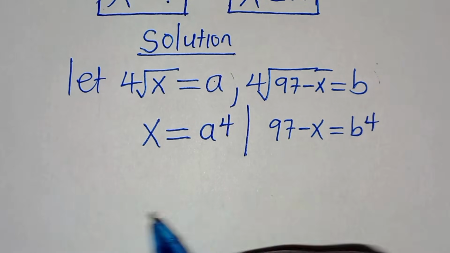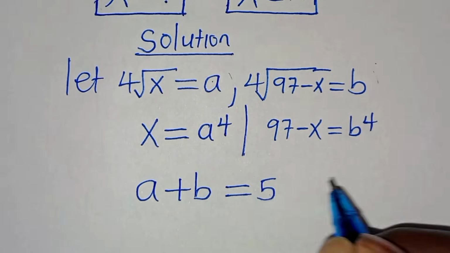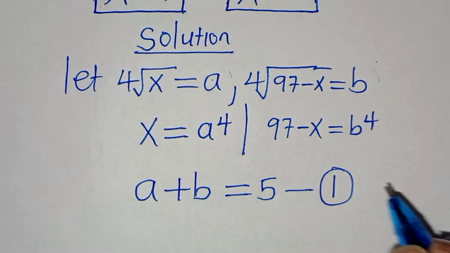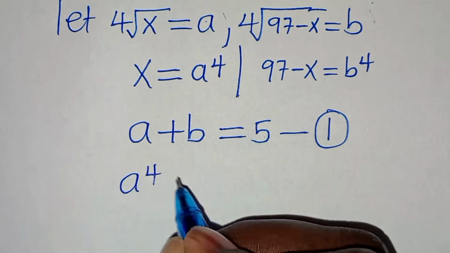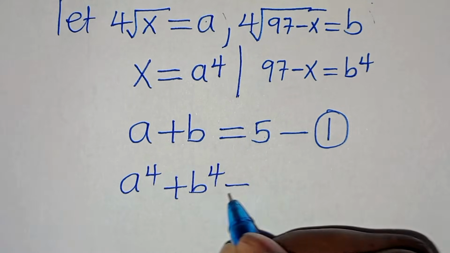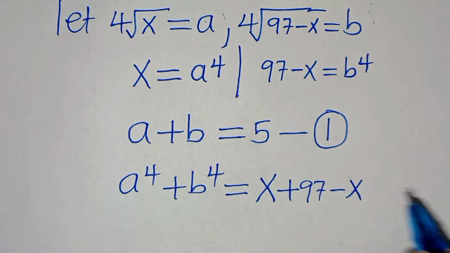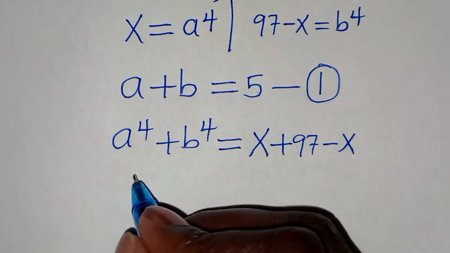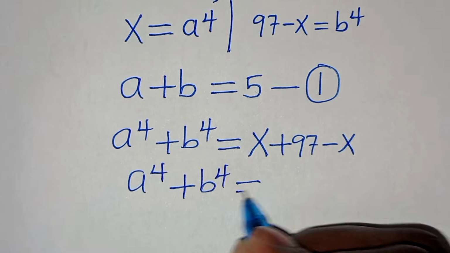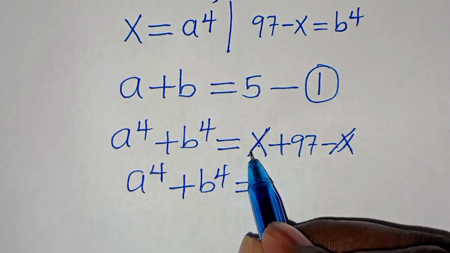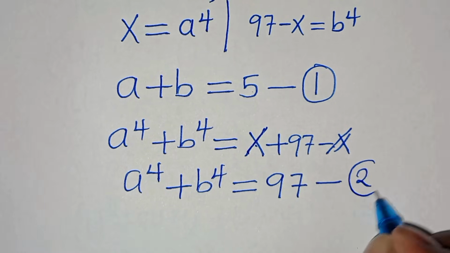Now, we have that a plus b is equal to 5. Let's call this equation 1. And then we have a to the power of 4 plus b to the power of 4, which is equal to x plus 97 minus x. So that now a to the power of 4 plus b to the power of 4 is equal to x minus x, which simplifies, so this is equal to 97. Let's call this equation 2.